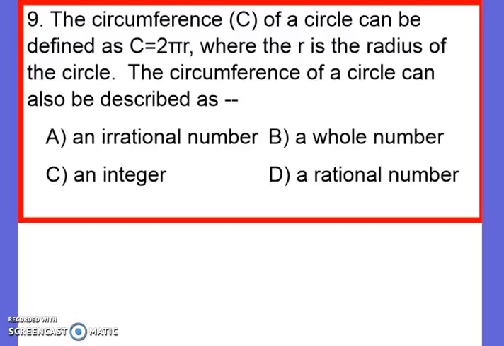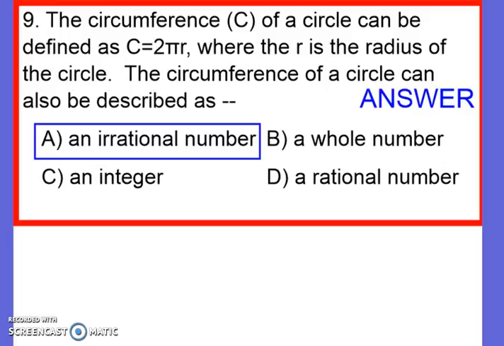Here's the next one. The answer is A. It does not matter what is happening here. You see pi and you know it's irrational. It doesn't matter that there's a 2, that there's an R, if there's anything. You see pi, it's instantly an irrational number.